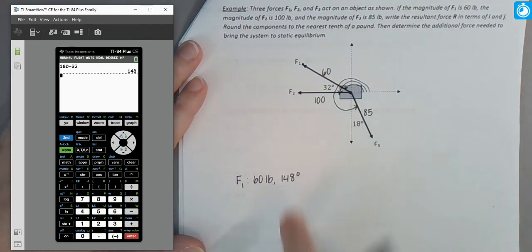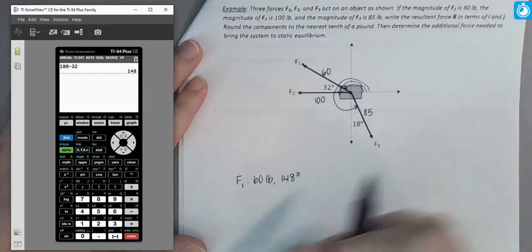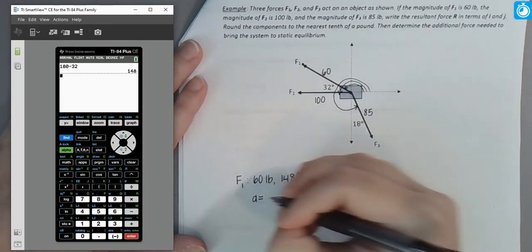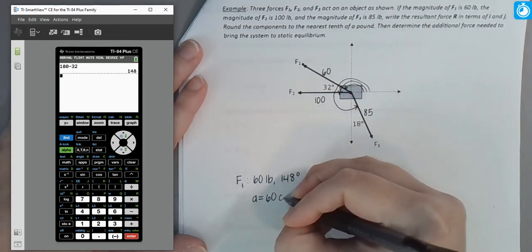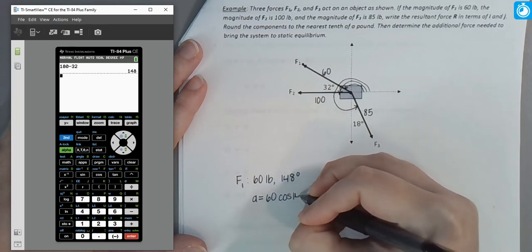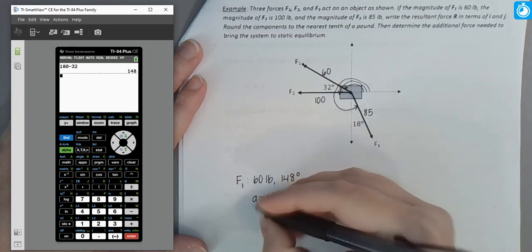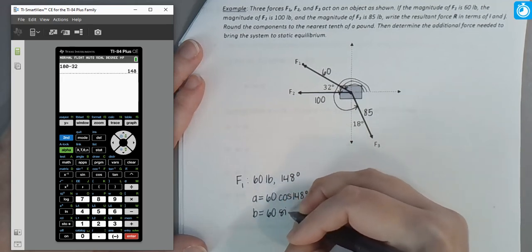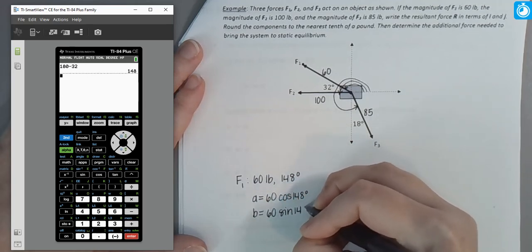So once we have that, we can find our component form, and we're going to round to the nearest tenth. So we will have to round in this case. So our first component is going to be 60 times the cosine of 148 degrees. And then our second component is going to be 60 times the sine of 148 degrees.